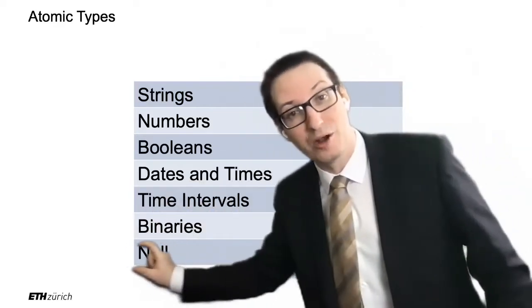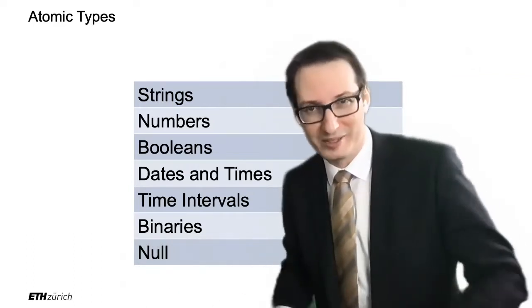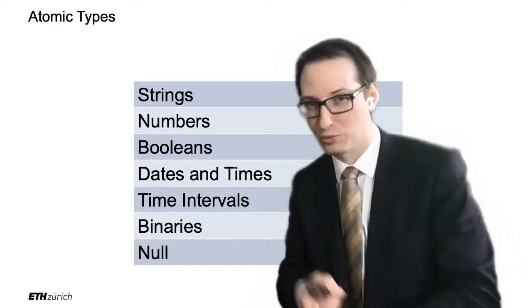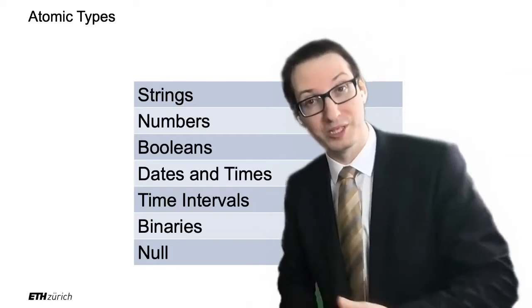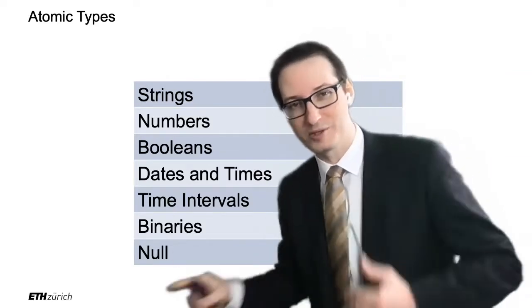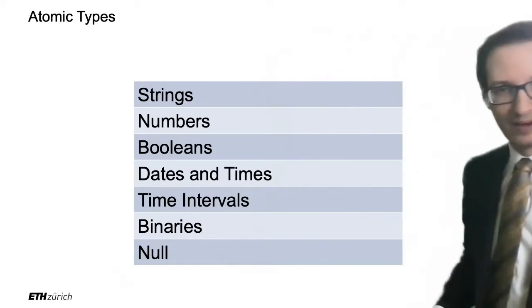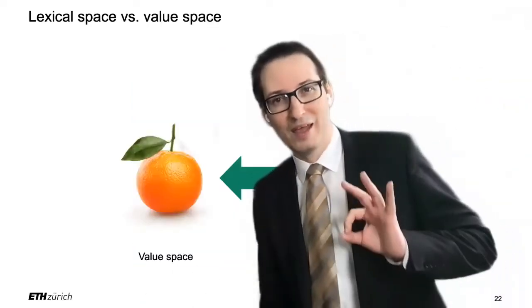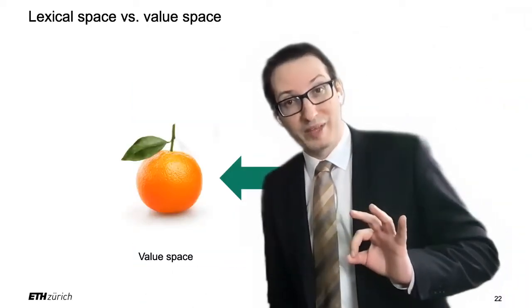Okay, and then finally, null that we saw in JSON, it's a special value that basically says, okay, either we don't know, or we couldn't compute it, or you're not authorized to see it, or it doesn't exist, and so on. So that's null. Okay, that's the atomic types, right?